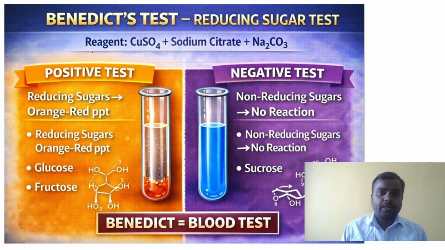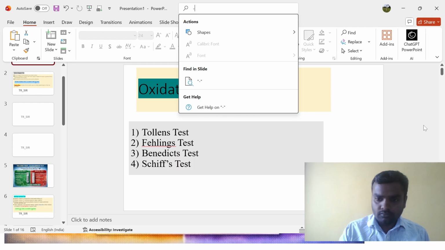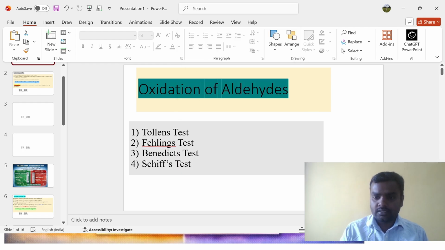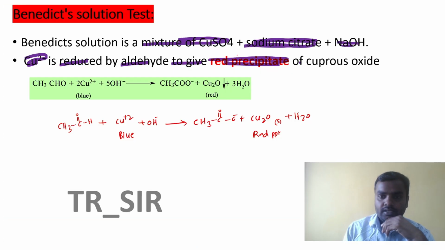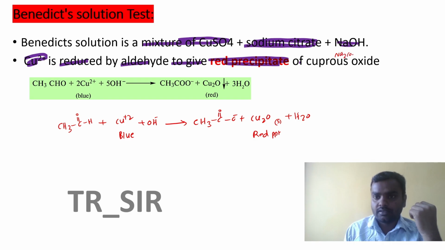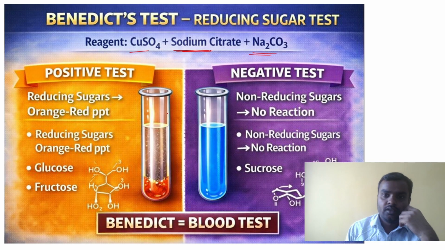You can see here, Benedict's test can be used for the reducing sugar test, right? So here the reagent will be copper sulfate solution and sodium citrate. In the case of Fehling's solution, it is sodium potassium tartrate. Here, we take sodium citrate plus sodium carbonate. Along with this, the positive test will be for reducing sugar.